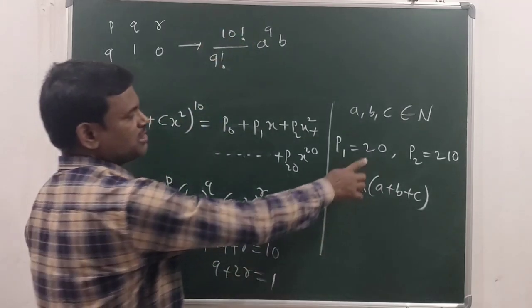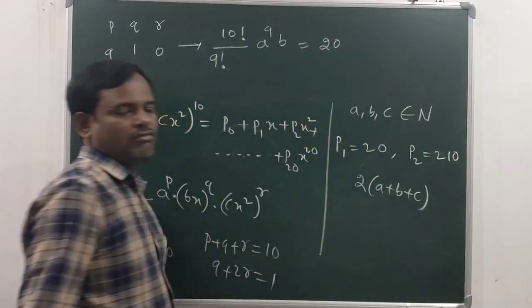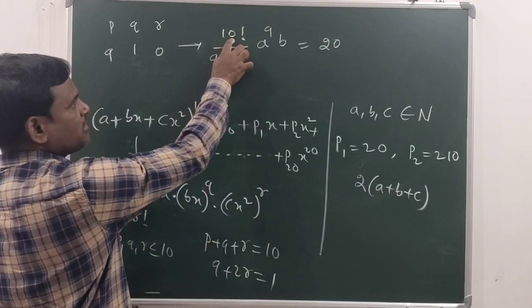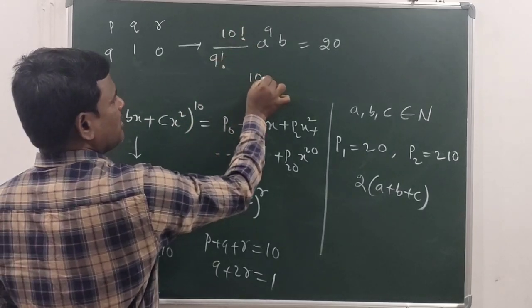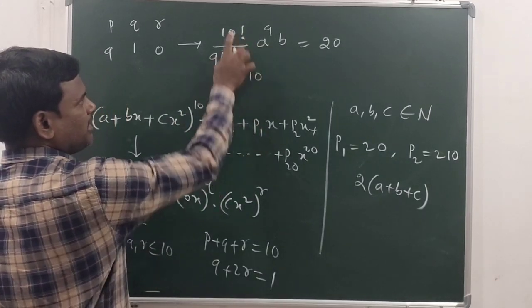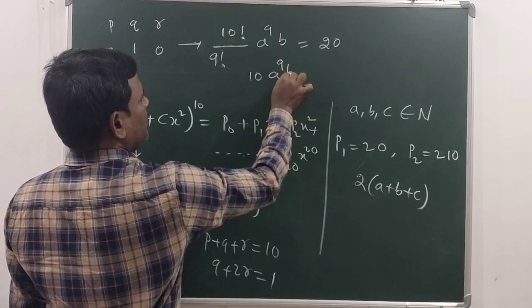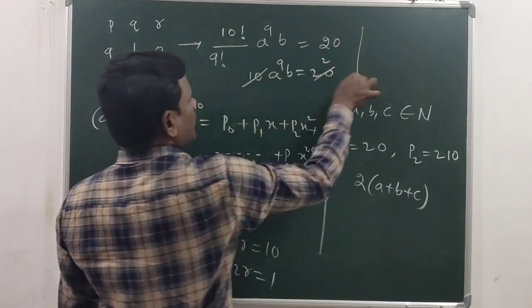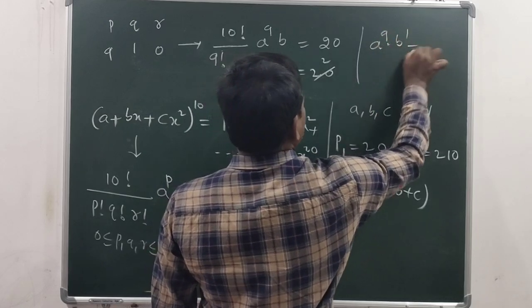But on the RHS, how much is the given coefficient of x power 1? 20 is given. Now on simplification of this, 10 factorial you can write as 10 into 9 factorial. 9 factorial, 9 factorial cancel. 10 left here. 10 into a power 9 b is equal to 20. 10 ones are 10, 10 twos are 20. Now what is the answer? a power 9 into b power 1 is equal to 2.